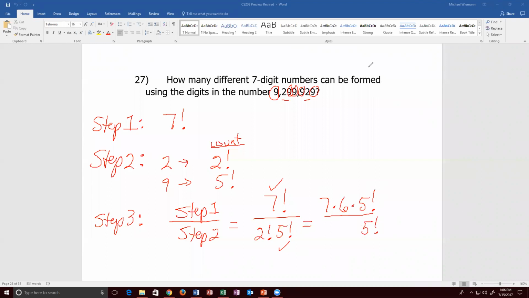Well, 2 factorial is the same as 1 times 2, which is 2. So for the 2 factorial, I bring over a 2. Notice the 5 factorials cancel out. 7 times 6 is 42. Divide that guy by 2. You end up with 21 as the correct answer to problem number 27.